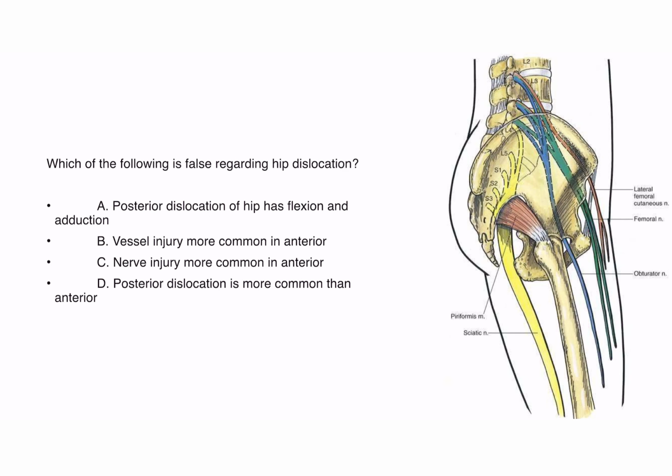From the previous question, you must know now that posterior dislocation is more common than anterior dislocation in the hip, right? Which is exactly opposite to the shoulder, because in the shoulder, anterior dislocation is more common than posterior. Anterior dislocation is more common than posterior. So let's approach this question. Which of the following is false regarding hip dislocation?